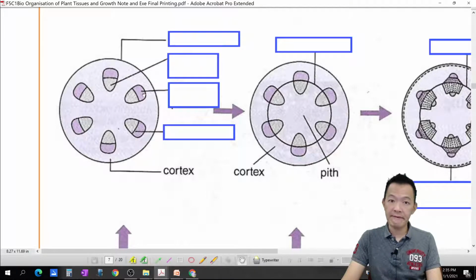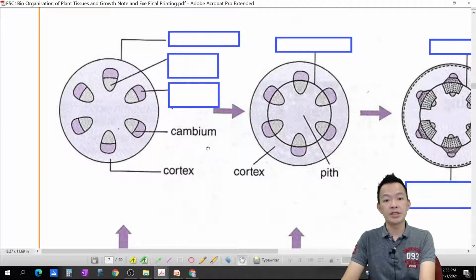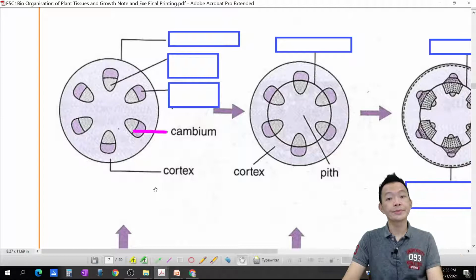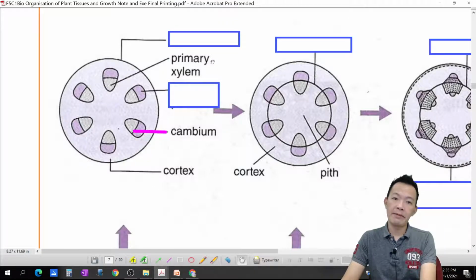Between the xylem and phloem tissue, we're having the lateral meristem that we call cambium tissue. So 这一个就叫 cambium tissue, the center between the xylem and phloem tissue. 中间那一边 cambium tissue. So inside this is the xylem tissue, or primary xylem.